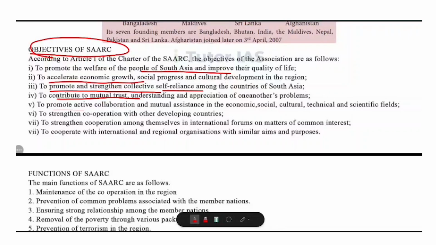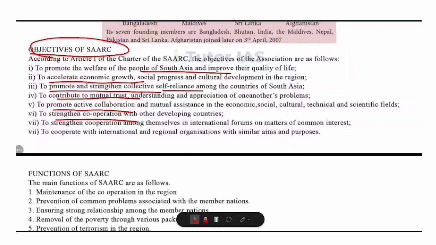Fifth one, promote collaboration and mutual assistance in key areas. SAARC promotes teamwork in many fields: economic, social, cultural, technical and scientific. For example, joint research, training programs, cultural exchanges, etc. Sixth one, strengthen cooperation with other developing countries. SAARC doesn't work alone. It also connects with other developing nations to share experiences and progress together. Global South helping each other is an example.